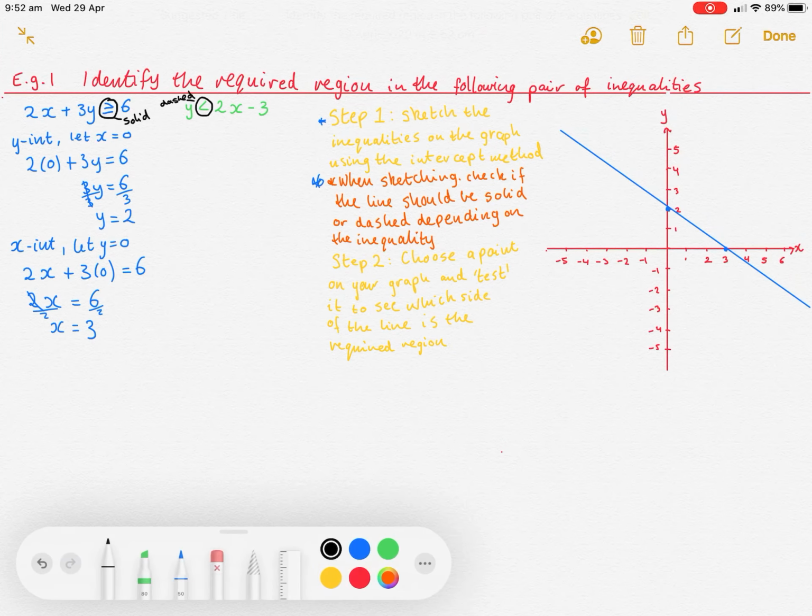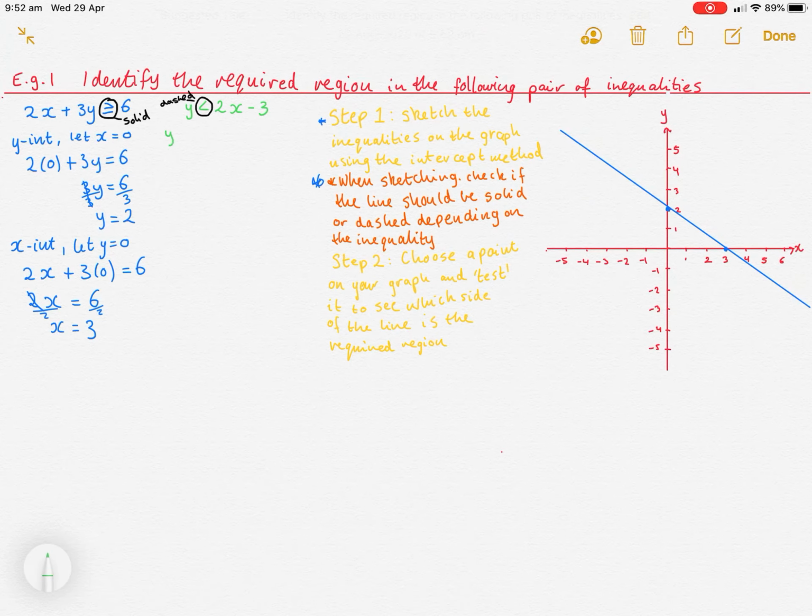Okay, so let's just do the green equation now. Let's find the y-intercept for this line. That means we have to let x equal 0. So we're going to have y equals, instead of x we put the 0, minus 3. So y equals 2 times 0, which is obviously 0, so that's minus 3. So our y-intercept for this line is at minus 3, which is here.